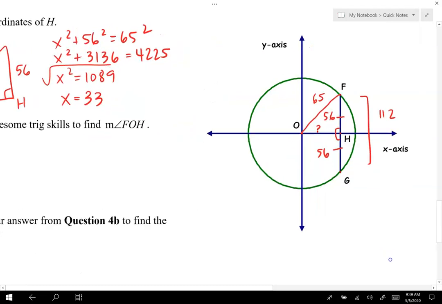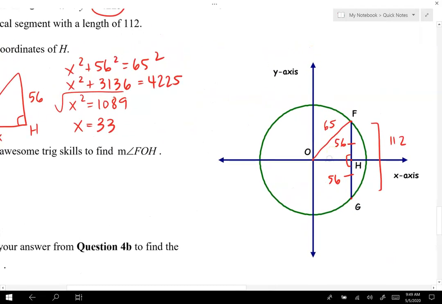So if I look in my picture now, this length is 33. All right, and it's a horizontal length. So that means h is 33 units from the origin. So the coordinates for h is 33 to the right and 0 up. Okay?